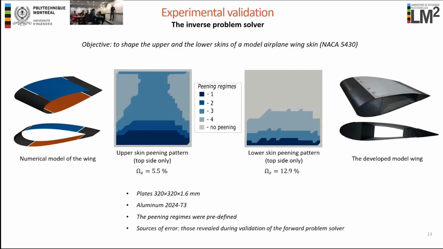In this case, the error was a little bit lower than during the forward problem validation because the applied intensities were lower. And we suppose that this error is provoked by the same reasons that were mentioned above, by this kind of inconsistency between the simulated conditions and the real peening conditions. And we don't blame it on the inverse problem solver because it was already validated numerically and showed very good results.